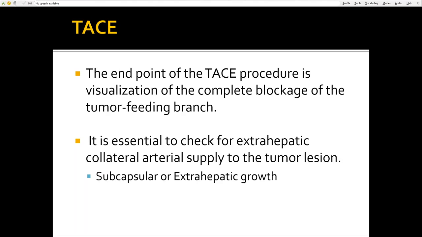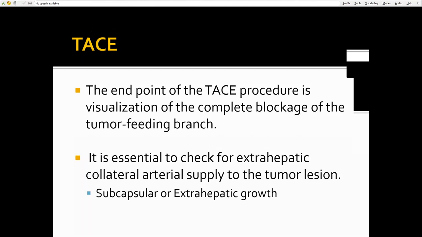So the endpoint when doing TACE or the drug-eluting beads is you are basically blocking the arterial supply to that tumor or stuffing it up with the chemotherapeutic agent or the beads. And it's okay to prune the vessels, but you don't want to necessarily take out the entire artery. So other things to look for would be subcapsular or extrahepatic lesions that might have collateral pathways, such as if the tumor is near the dome of the liver, they might have a phrenic artery supply. So all those things have to be taken into account.